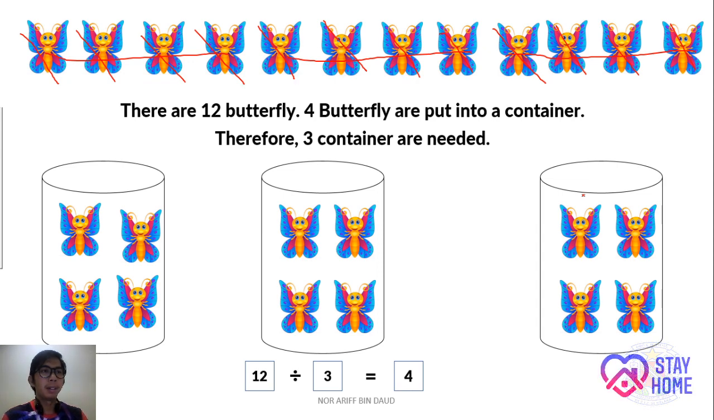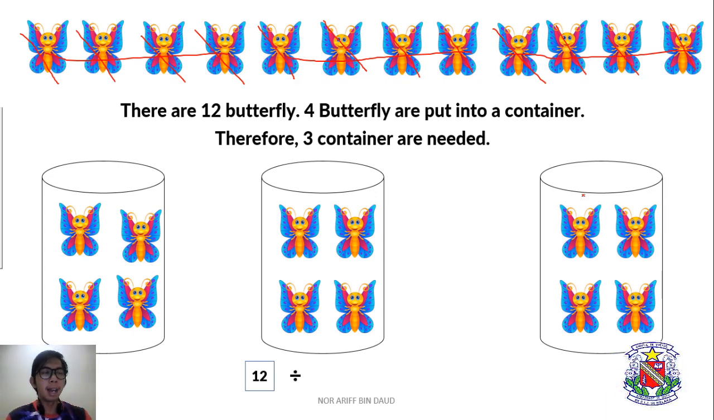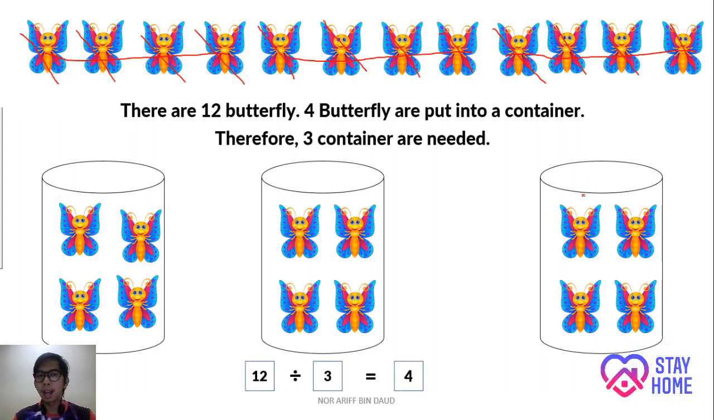Okay, I repeat again. 12 stands for all butterflies here all together, divided by how many groups of butterflies? 3 groups of butterflies. Then the answer will be 4 butterflies in each group. Understand or not? It's very easy. Going to the next slide.